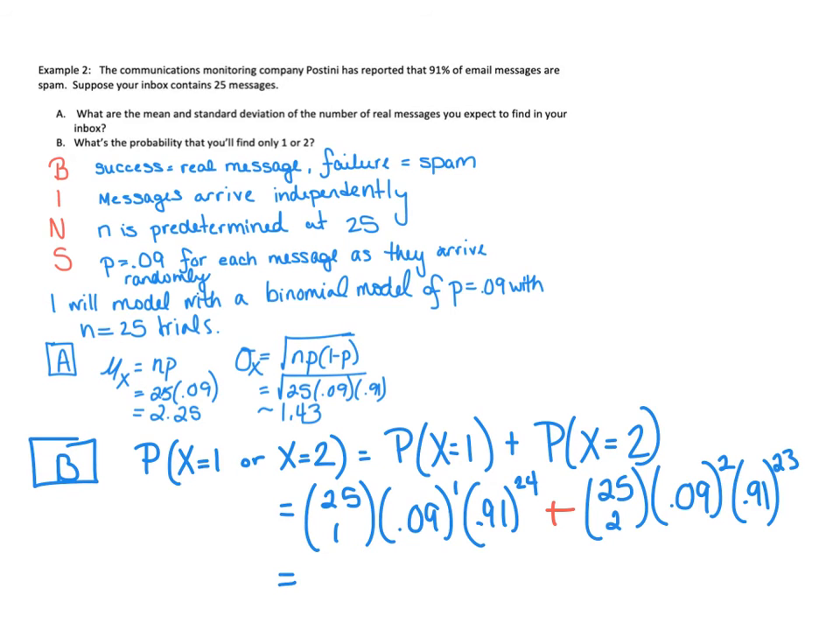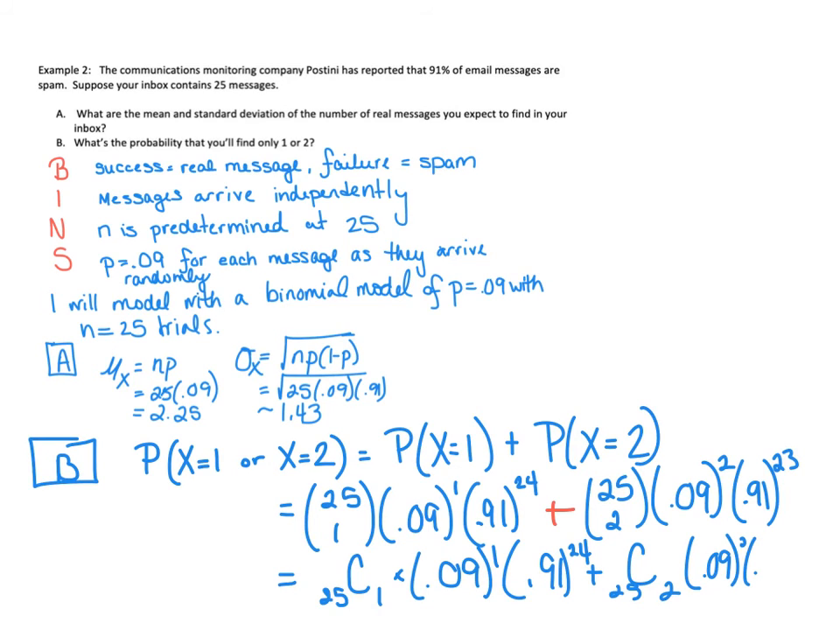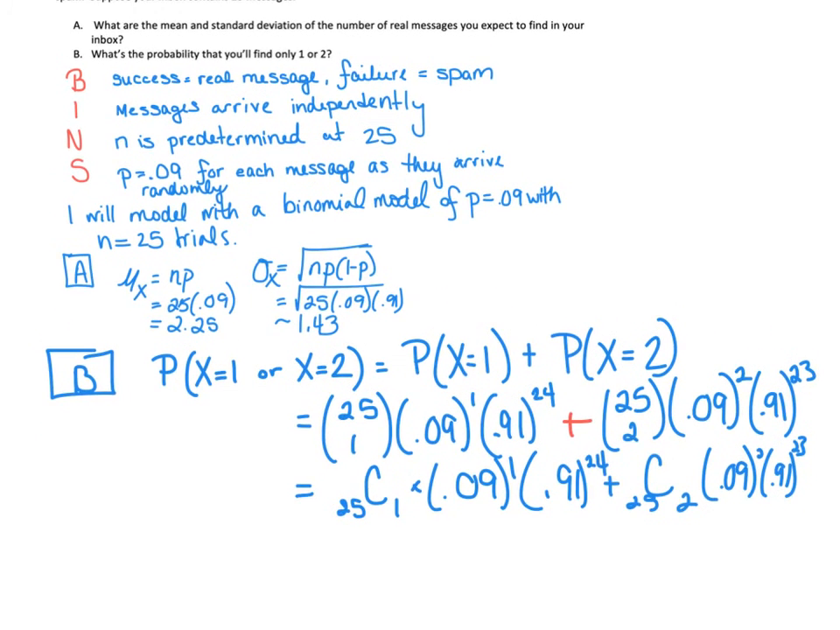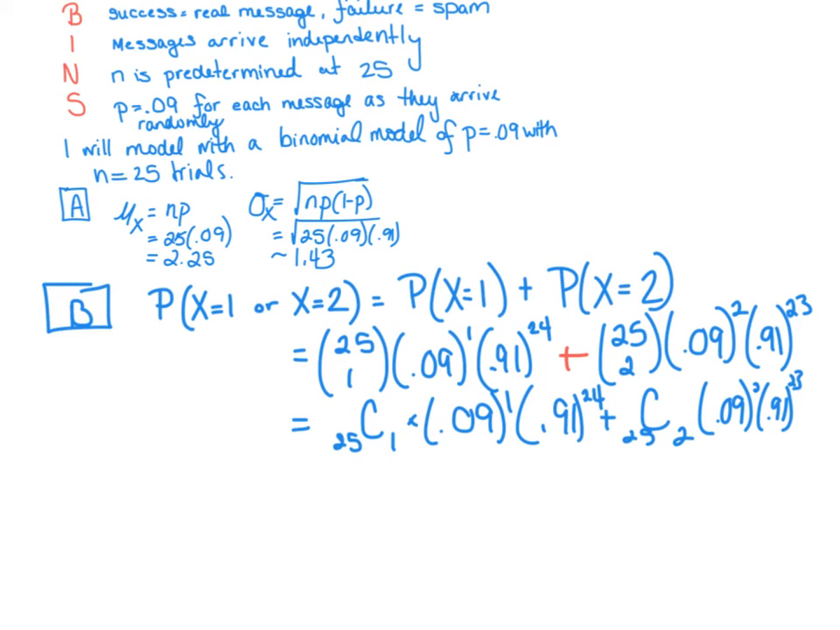To do that, just to show you, rather than me pulling up my graphing calculator, this is what you would do. You would use this function, and you would just do times 0.09 to the first times 0.91 to the 24th, plus go to math, probability, option 3, again, combination from 25, choose 2 times 0.09 to the second times 0.91 to the 23rd. Okay, so take a second, actually practice doing that, and I get 0.5117.